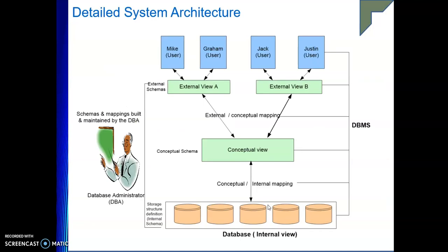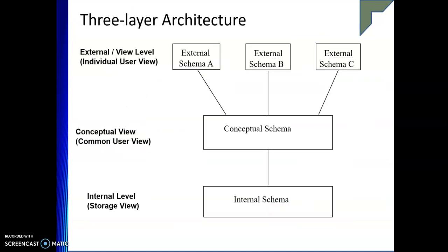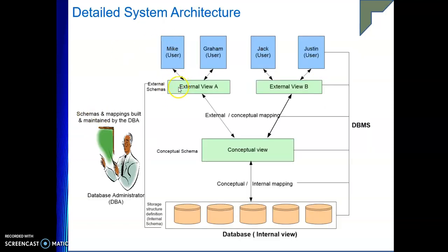So in the three-layer architecture, we see three levels: the external view, which each user or individual looks into, then the conceptual view, and then the internal or storage view. So we have external, conceptual, and internal. In the conceptual view we have the conceptual schema, in the storage view we have the internal schema, and each user externally looks at their own schema.